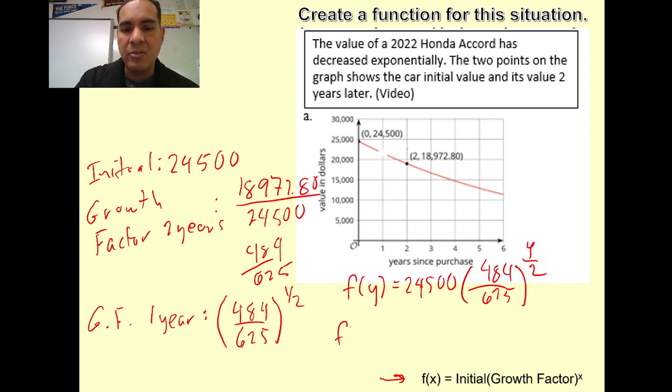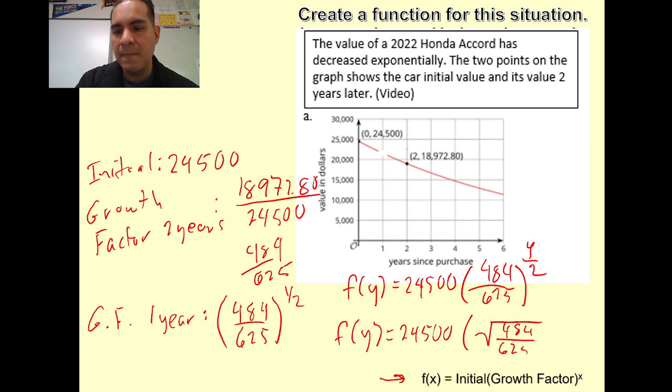Now you might also see this function written in radical form, so that's going to be 24,500 times the square root. We don't write the 2 there because the 2 is understood when there's no number on the radical symbol, of 484 over 625, to the power of y. Okay, those are our 2 ways to write the function for this situation, both in rational exponent form and in radical form.